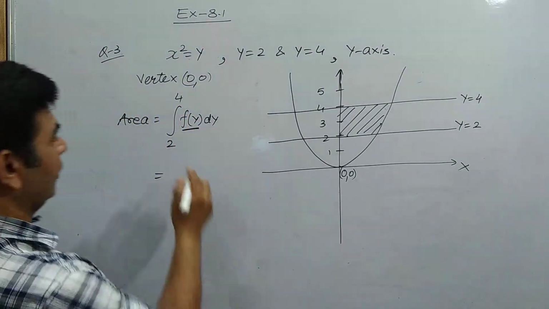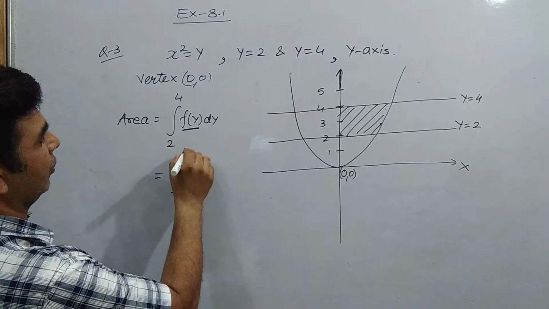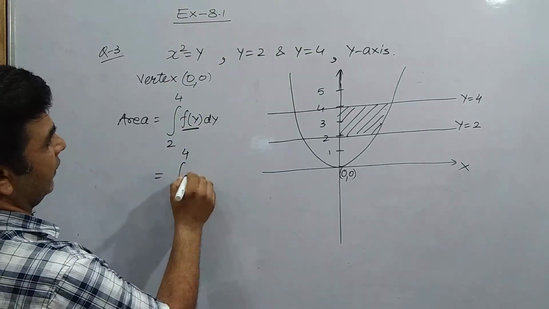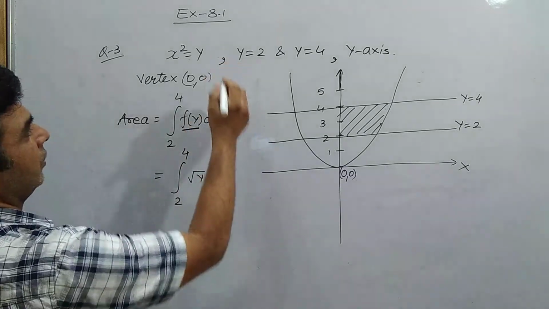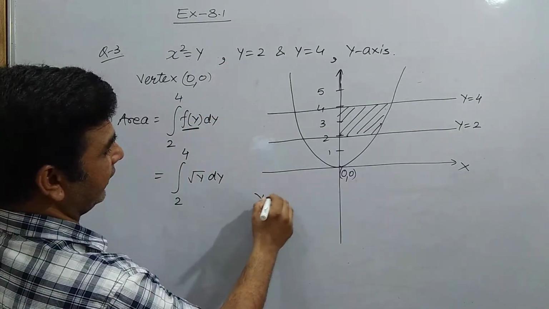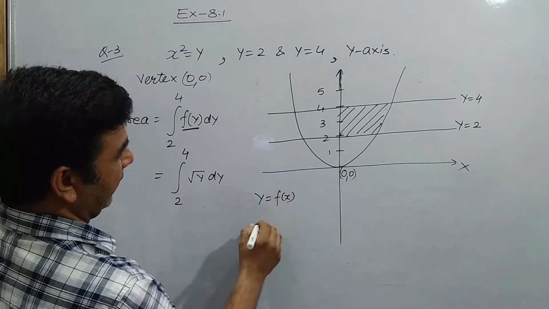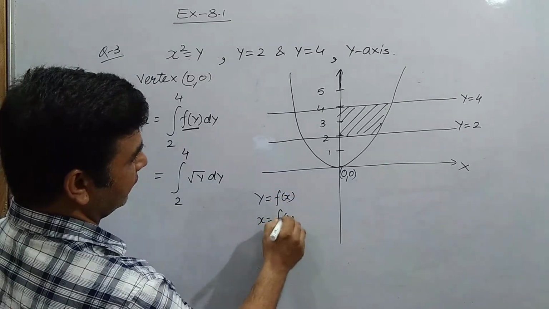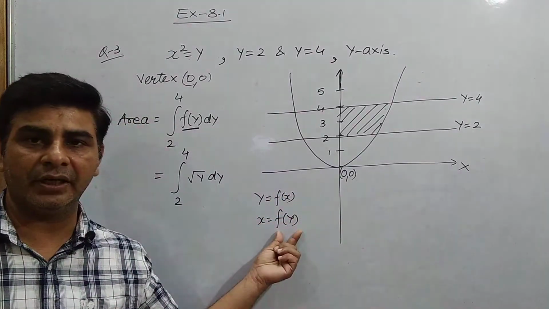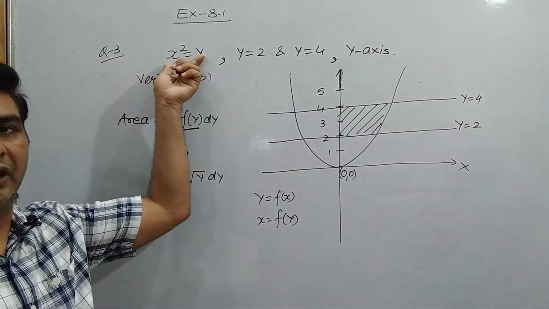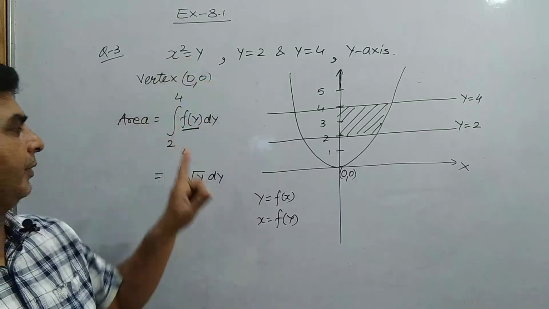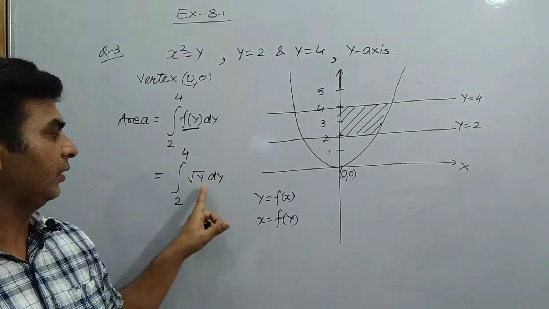So now we have to just find the value of f of y from the given equation, and this is given by the integral from 2 to 4 of root y into dy, because we know that y can be replaced by f of x and x can be replaced by f of y. So whenever f of y is there, it means you need to find the value of x from the given equation of the curve. So x की जो value आएगी that will be given by root y, so root y into dy.